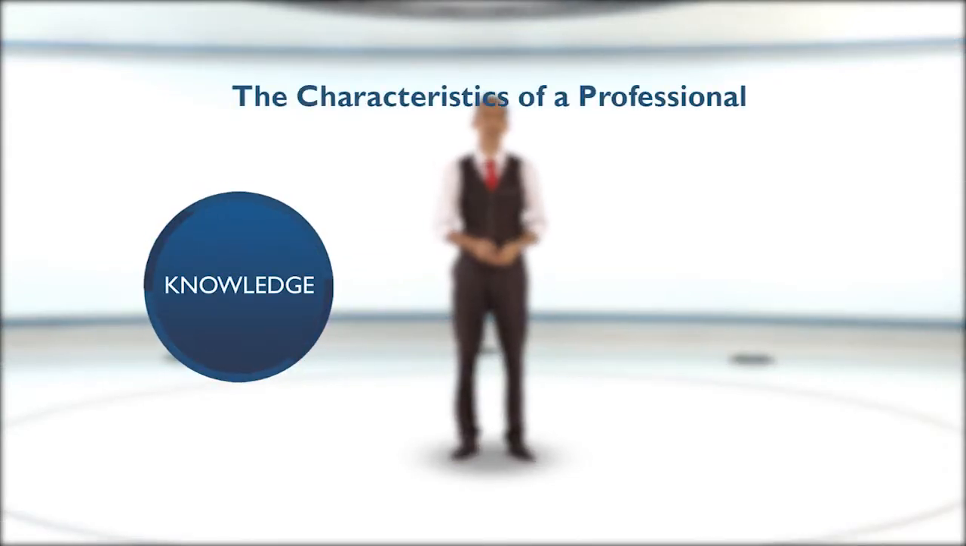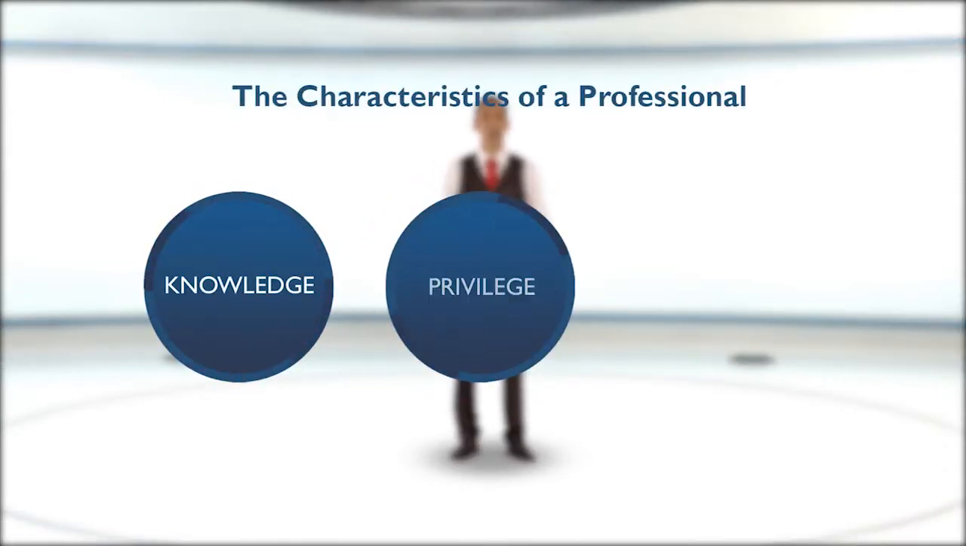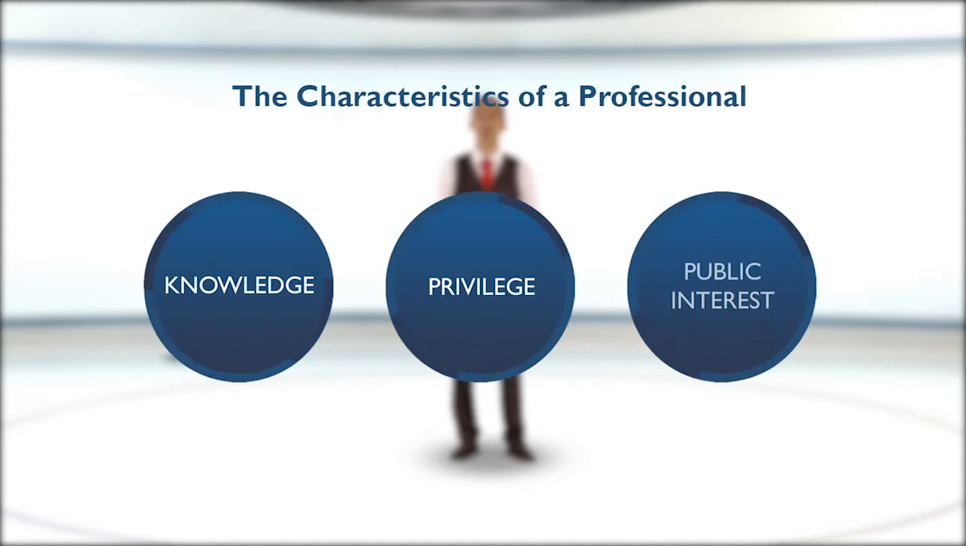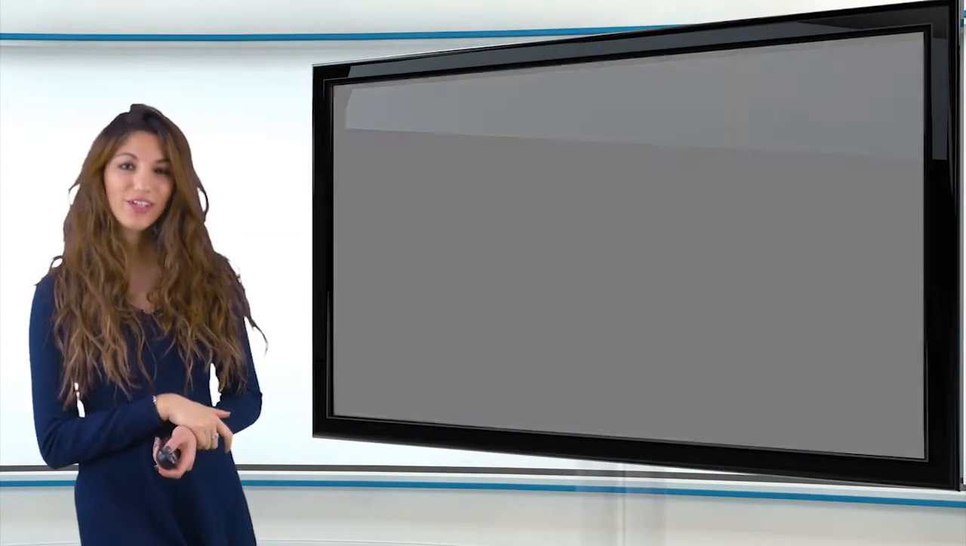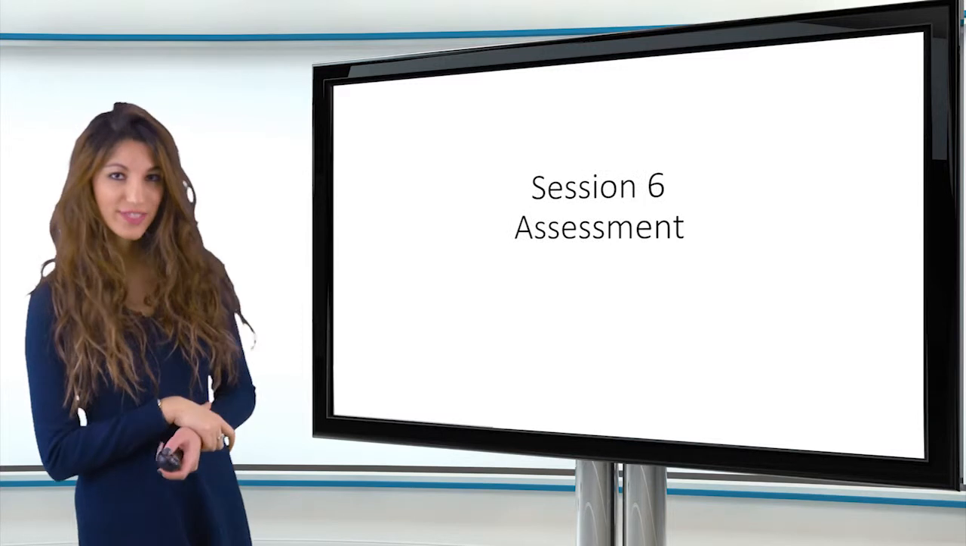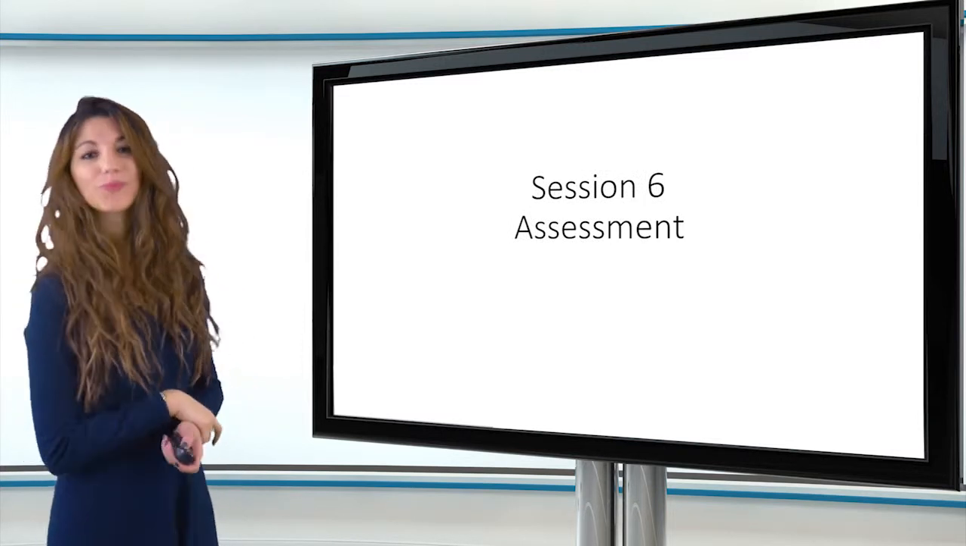And so there we have it. We've looked at the characteristics of a professional, and we've also considered the context of professionalism in terms of different levels of support that are provided by different institutions. Let's now take a look at the assessments for session number 6.